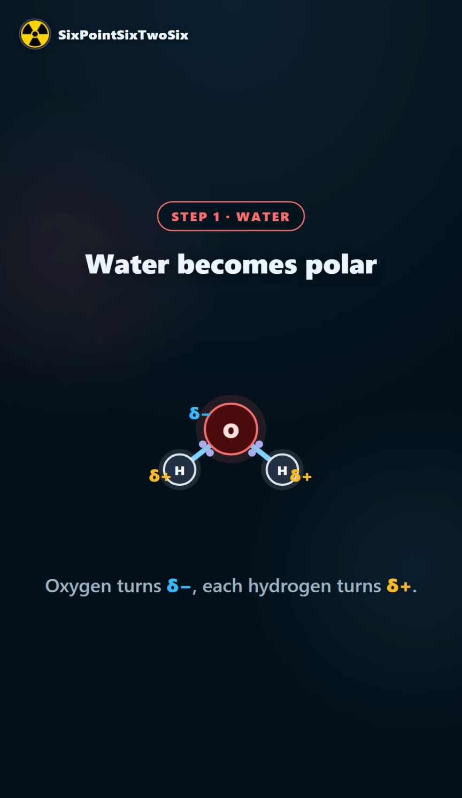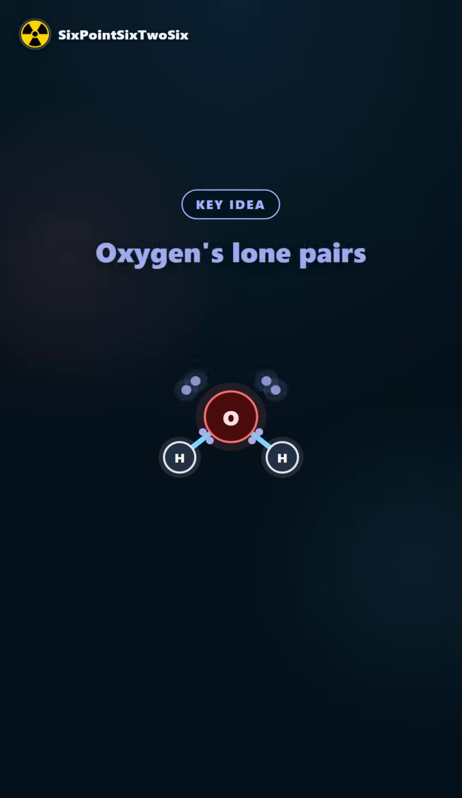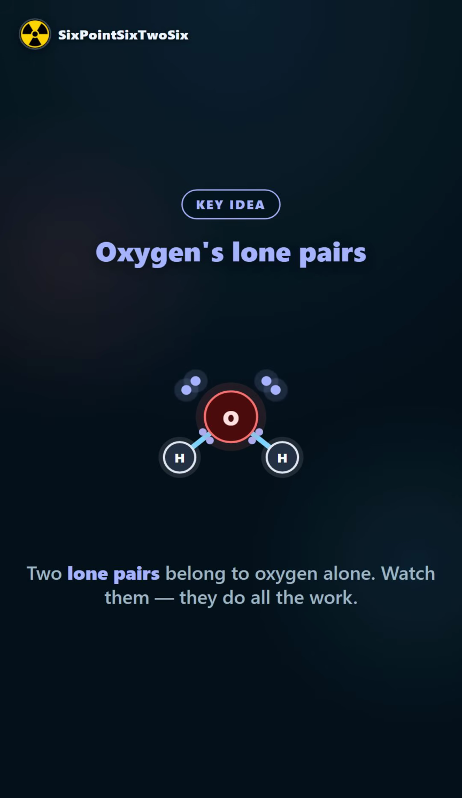Since the electrons drift toward oxygen, the oxygen end turns slightly negative, delta minus, and each hydrogen slightly positive, delta plus. Water is a polar molecule. Now look at the oxygen. Besides its two bonds, it carries two lone pairs of electrons all its own. Remember them. They do all the work.